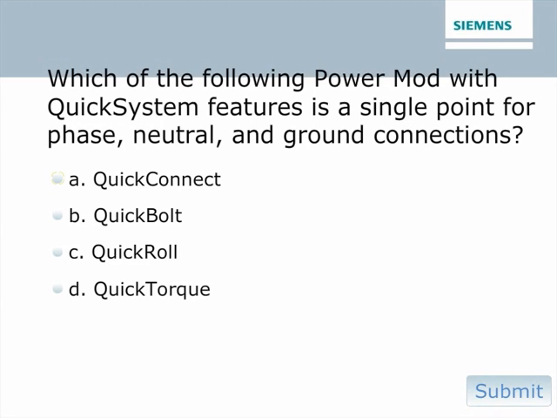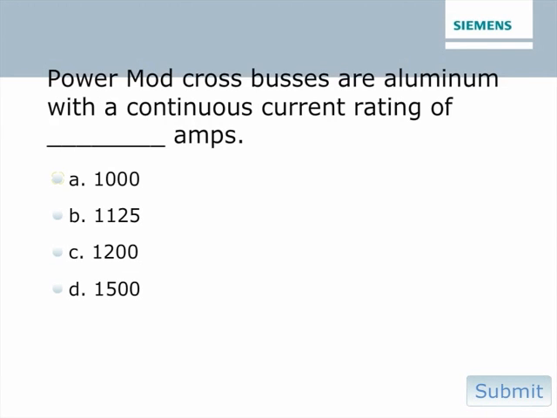Question 17. Which of the following PowerMod Quick System features is a single point for phase, neutral, and ground connections? Is it A, quick connect, B, quick bolt, C, quick roll, or D, quick torque? Question 18. PowerMod cross buses are aluminum with a continuous current rating of blank amps. Is it A, 1000, B, 1125, C, 1200, or D, 1500?